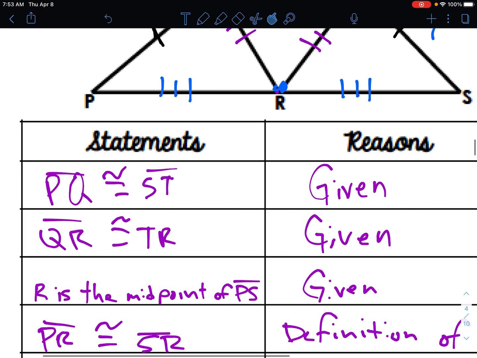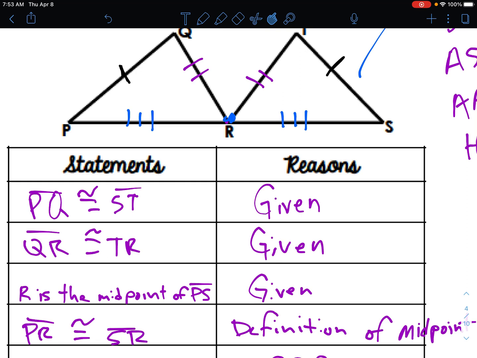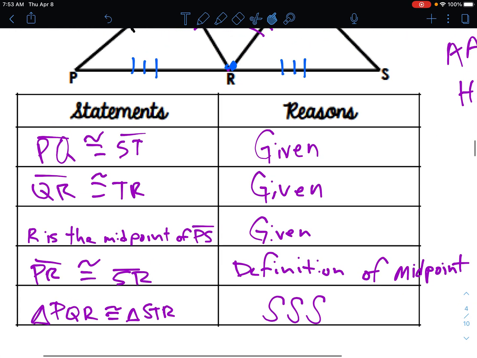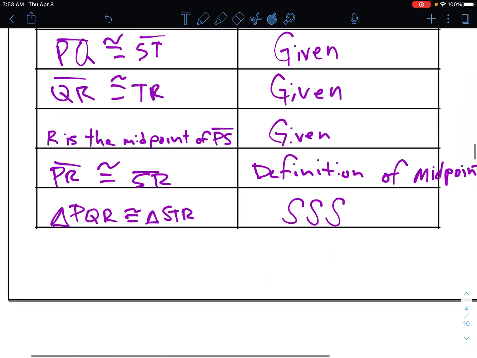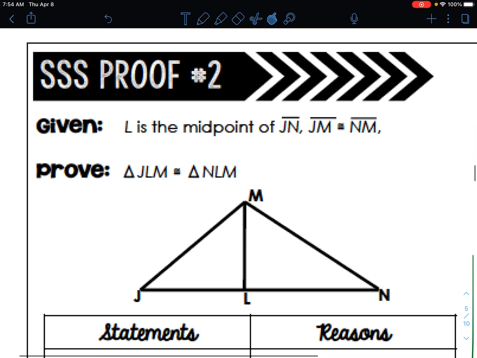Why is that important to us? Now that allowed us to say that PR was congruent to SR. And the reasoning behind that is going to be the definition of midpoint. And that's all we did when we marked up our triangle, right? Then we stopped and said, hey, all three sides are congruent to all three sides of the other one. So then my last one is going to be PQR congruent to STR, side, side, side. Right? Why don't you try this next proof out?